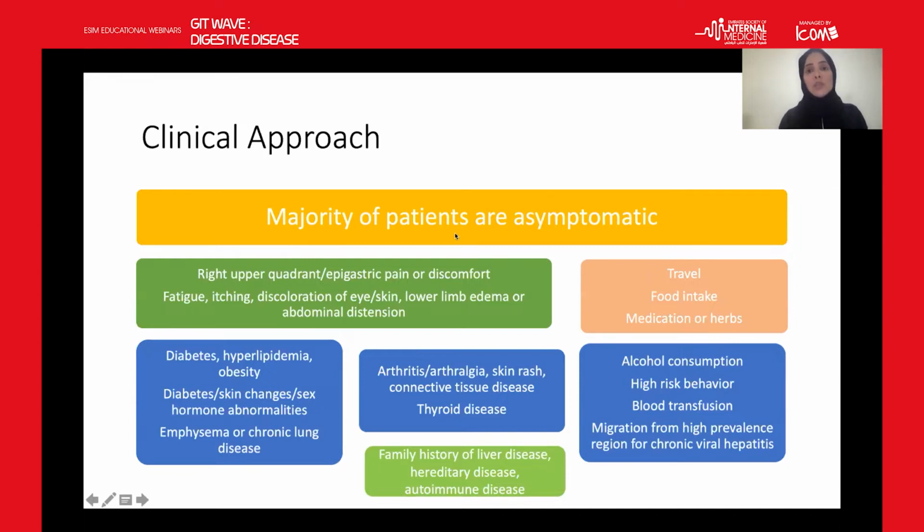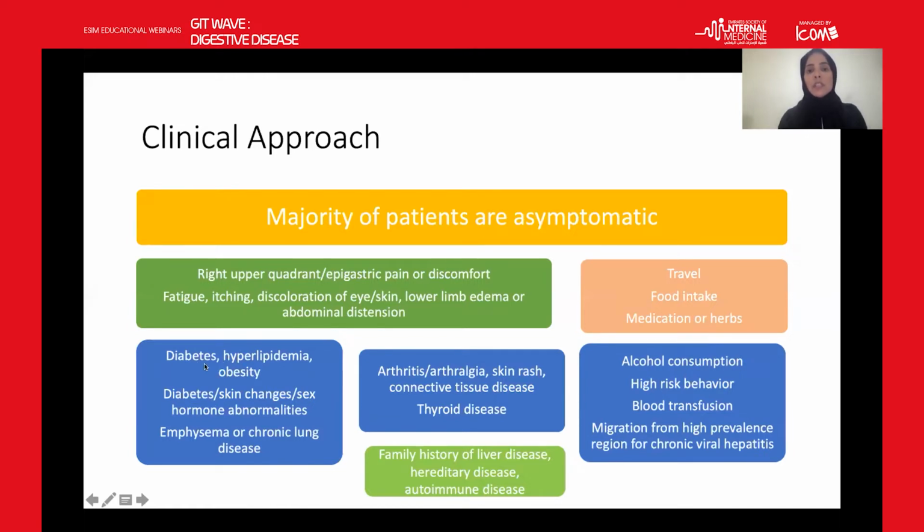If they have symptoms related to the liver, they could have epigastric or right upper quadrant discomfort or pain. They could have fatigue, maybe itching. There may be discoloration of the eyes and skin as jaundice, or they have lower limb edema or abdominal distension as ascites. And there is important history if you are dealing with an acute change in liver enzymes: look for acute insult, and you have to ask about travel or contact with a traveler, food intake, medication, and herbal supplements.